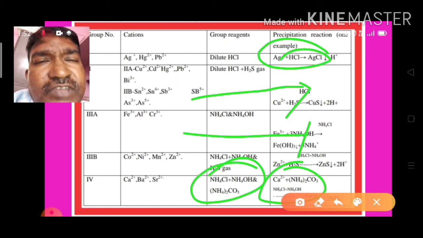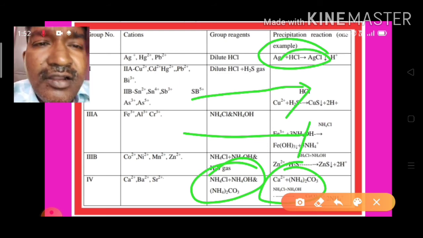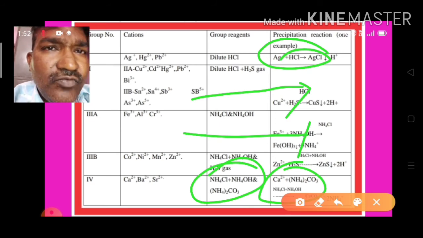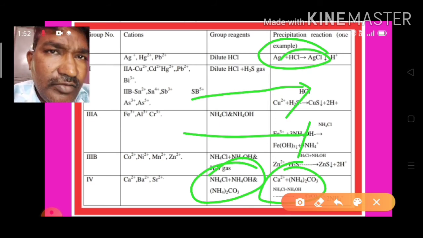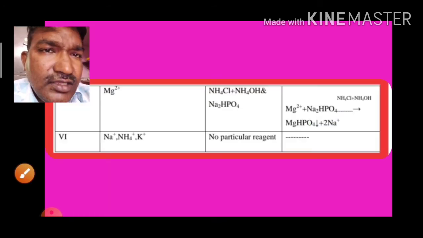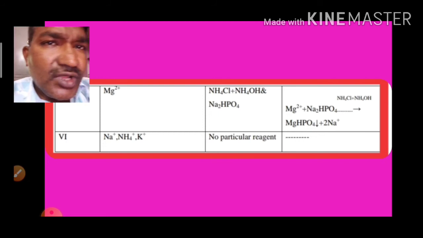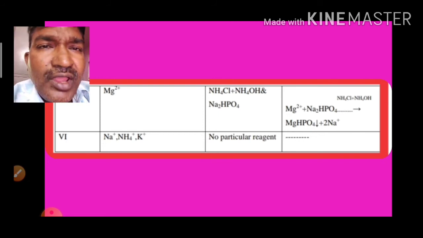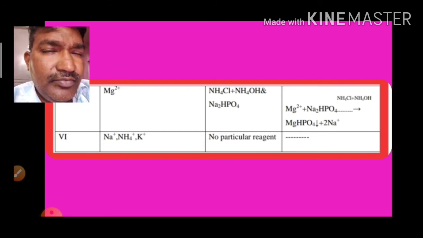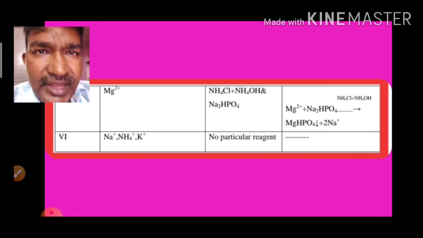And the fourth group sulfides also have different colors depending on the cation. And the fifth group cations form the only white color precipitate. So that white color precipitate may be calcium carbonate, barium carbonate or strontium carbonate. And in the sixth group, magnesium ion, sodium ion, ammonium and potassium ion are included, and there is no particular reagent. So each cation has to be tested separately.